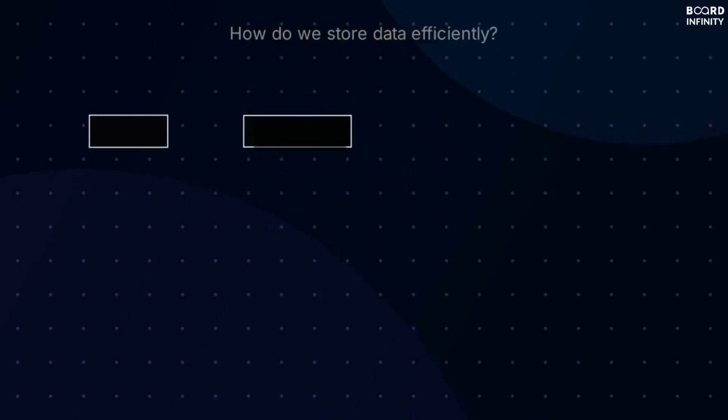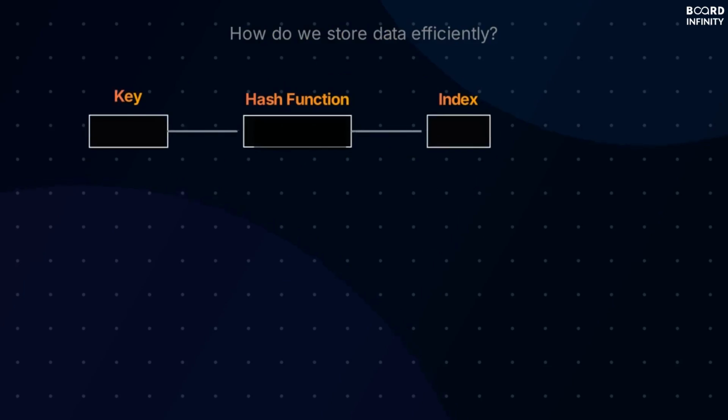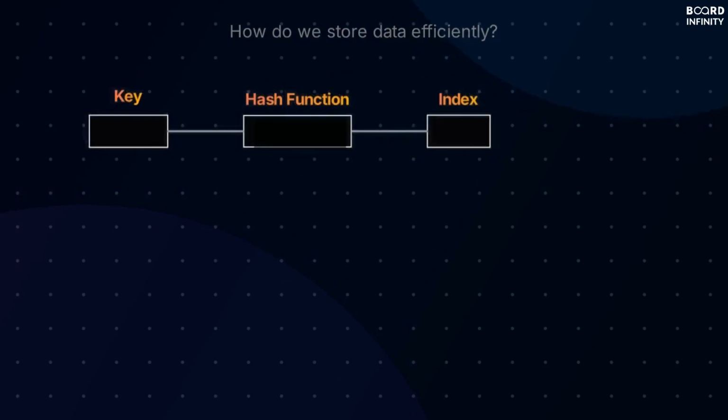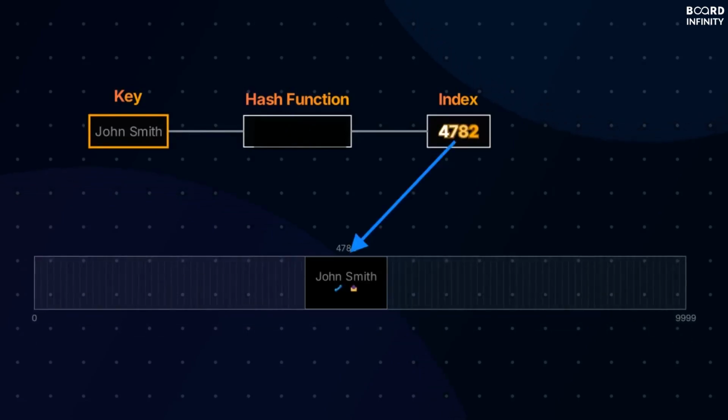So how does hashing actually work? It's beautifully simple. You take a key, like a contact name, and pass it through a hash function. The hash function is just a mathematical operation that converts the key into a number, and that number becomes the index in your array where the data is stored. Critically, the same key always produces the same index. That's what makes retrieval instant. You don't search for the data. You compute where it lives and go directly there.